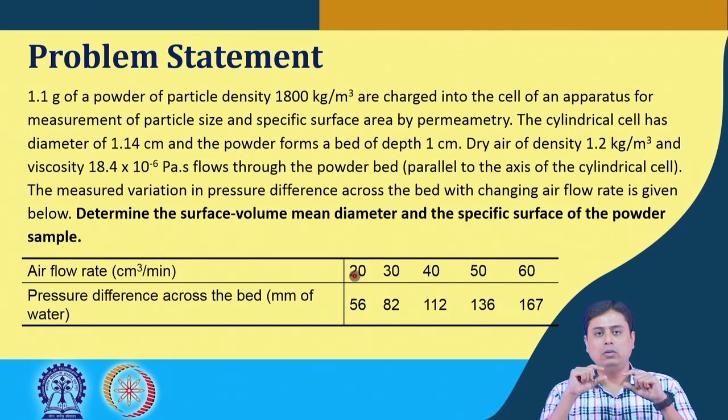Now air is flown through that bed of the particles. Quite naturally, there will be a pressure drop across the bed. That pressure drop is measured along with the change in flow rate, that is recorded and given in this table. So the question is, what is the size of that powder particle, of a single particle?